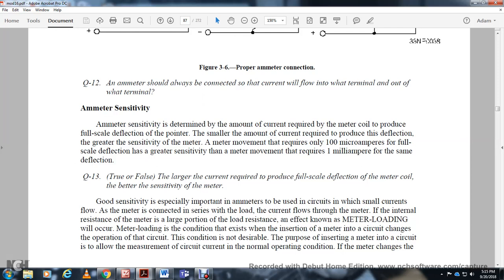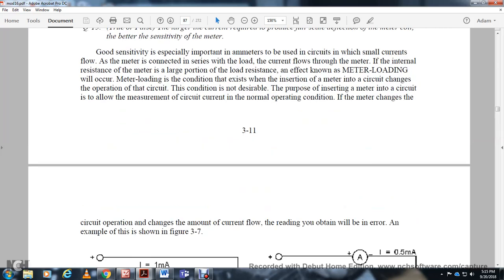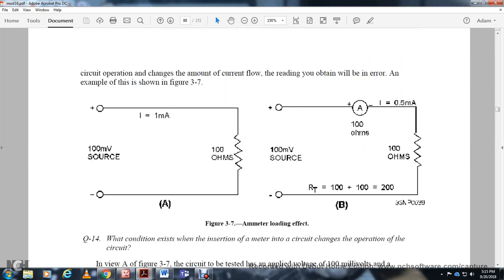That will occur with the meter loading condition, with the insertion of the meter into the circuit. The operating condition of the circuit is not desirable for the purpose of inserting the meter into the circuit. It is also due to the level of measurement of the circuit current under normal operating conditions. If the meter changes circuit operation, the amount of current flow will change, and the reading obtained will be in error. An example is shown in figure 3.7, the ammeter loading effect.